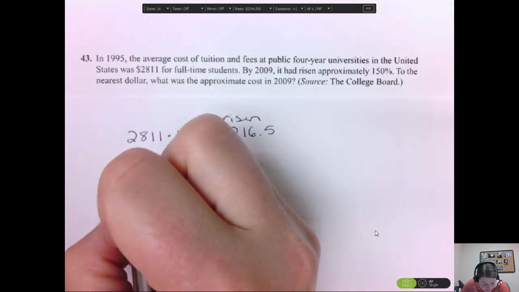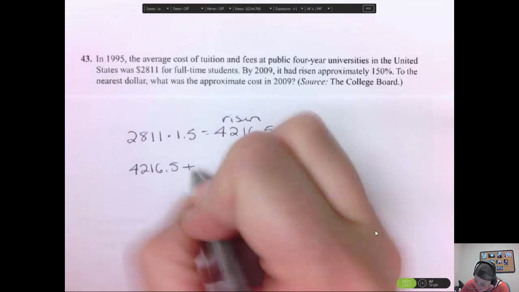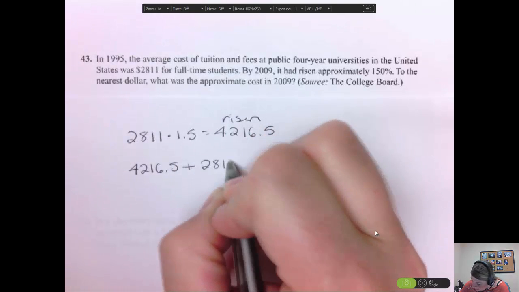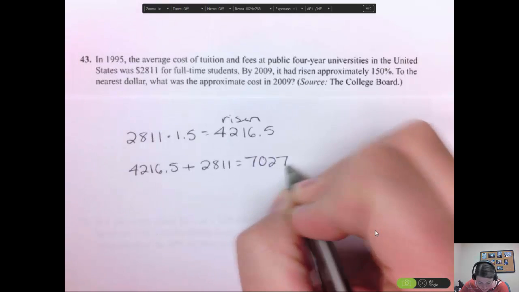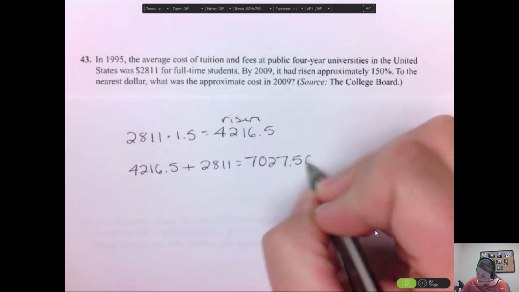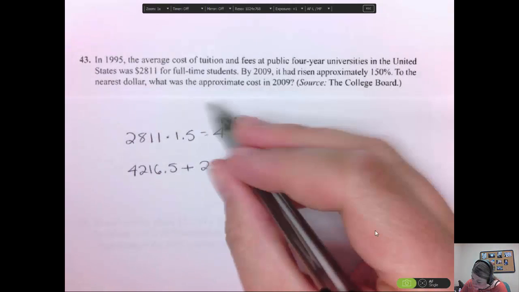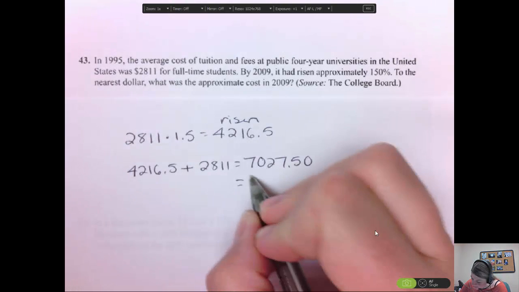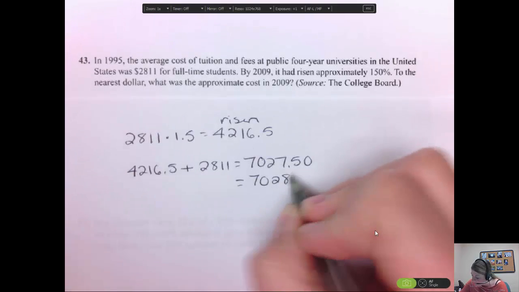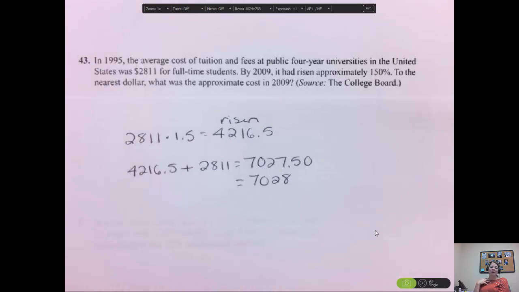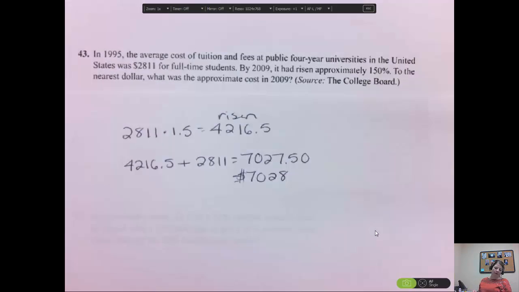So I have to then take 4,216.5 and add it back to 2,811 to get my new amount of $7,027.50. It says to round to the nearest dollar, so that would give me $7,028. So put a dollar symbol on there.